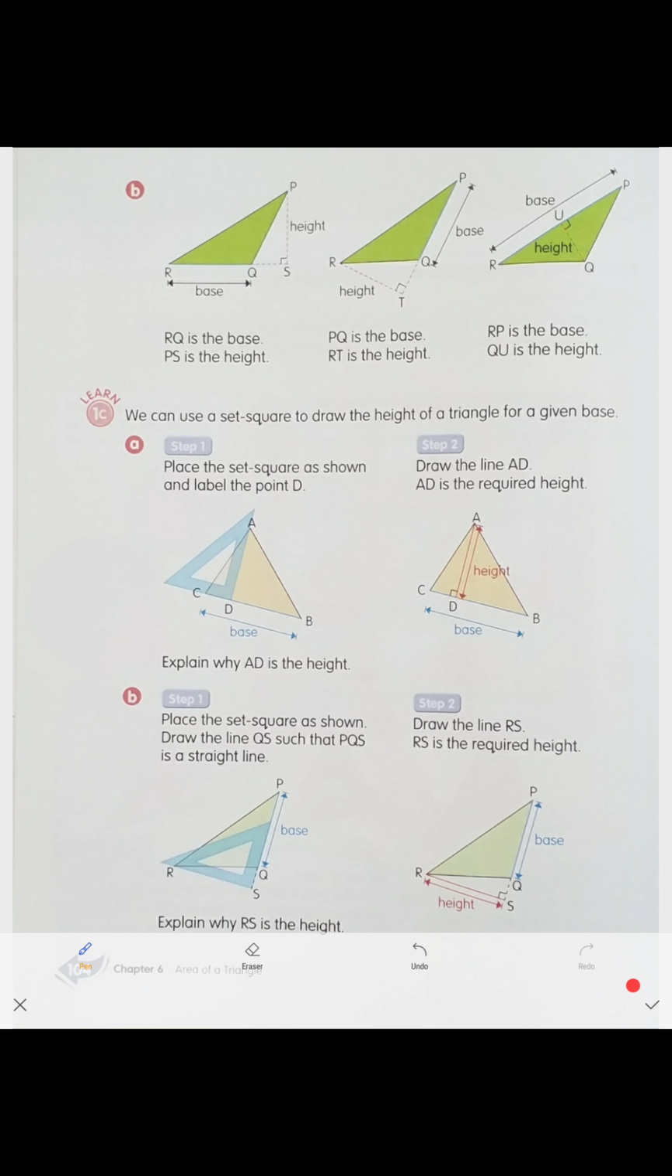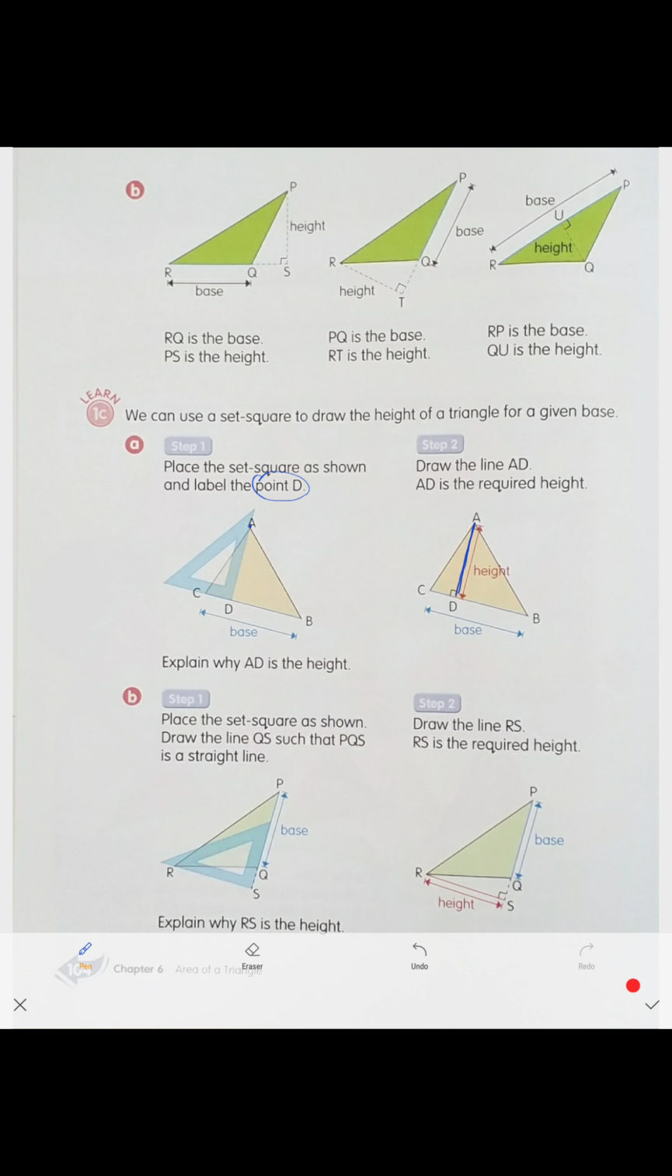You can put it on any vertex and make a perpendicular line. So this angle will be a right angle to the base, and that's it. You just give it a label. They mark it as a point D, for example. So on step 2, they show you that when you remove the ruler, you have already drawn this line, so this is the height.